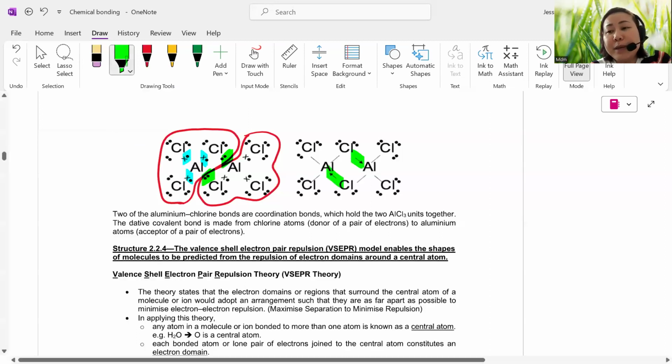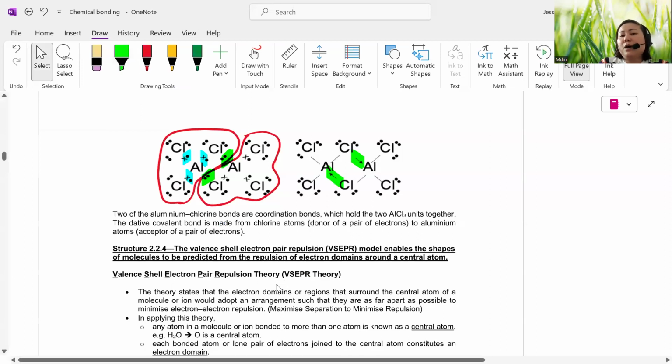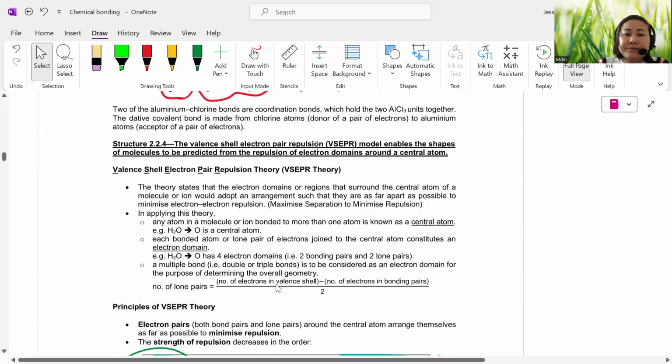2 dative bonds being formed, holding the two units together. So two of the aluminium chlorine bonds are coordination bonds, which hold the two AlCl3 units together. And the donor in this case, or the Lewis base, will be the chlorine atom. And the acceptor in this case is aluminium, which is acting as a Lewis acid.